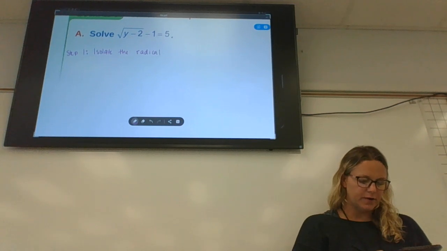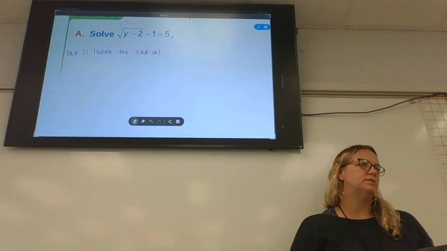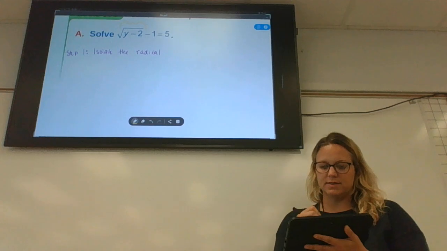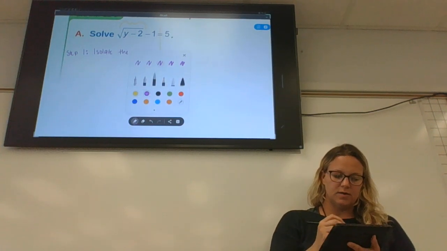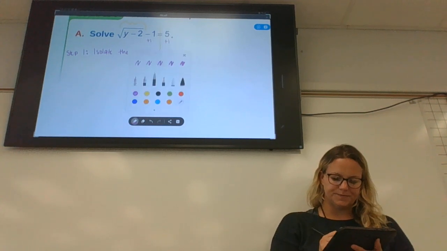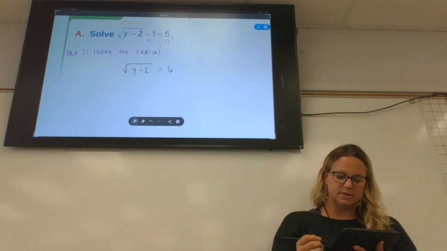So I see the radical here. It's the square root of y minus 2. It's not alone. There's this minus 1 that's on the same side of the equal line. So we have to isolate it. We'll add 1 to both sides. That's your first step. So the new equation is the square root of y minus 2 equals 6.